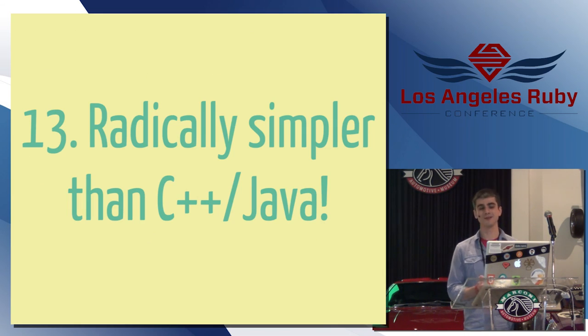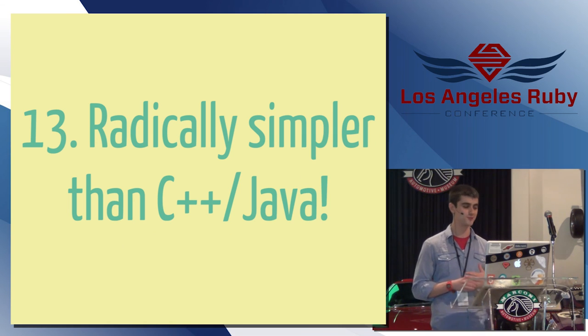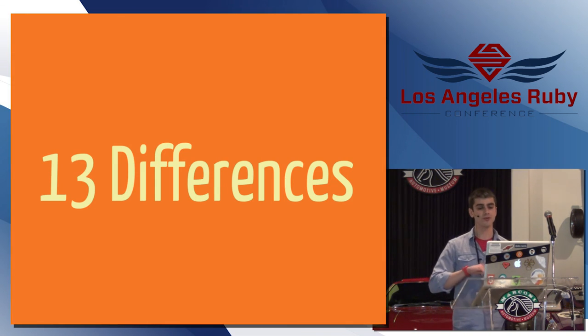And finally, each language is definitely radically simpler than C++ or Java. So let's talk about 13 differences between the two languages.